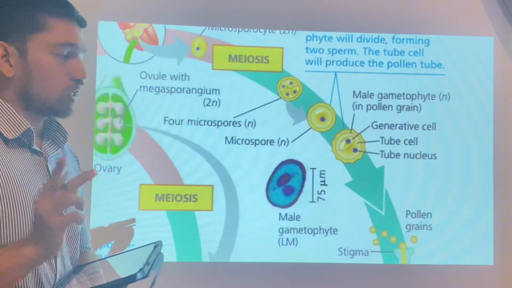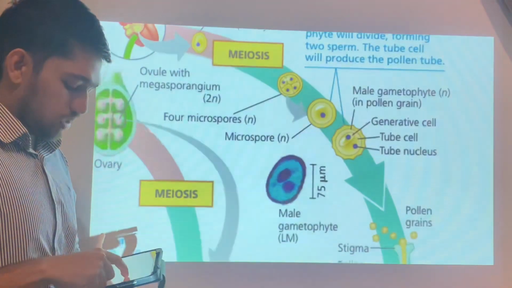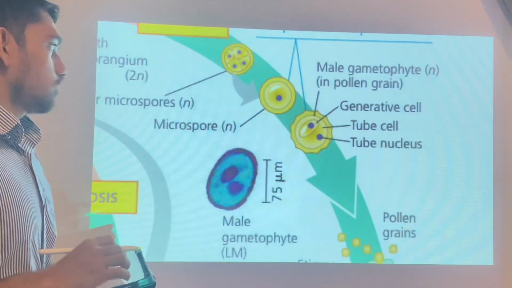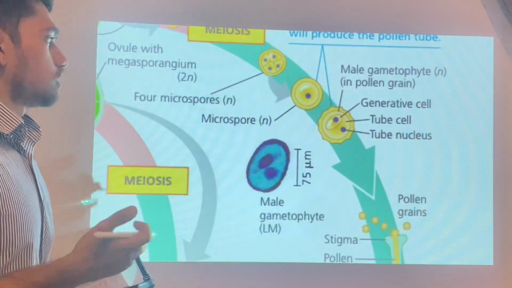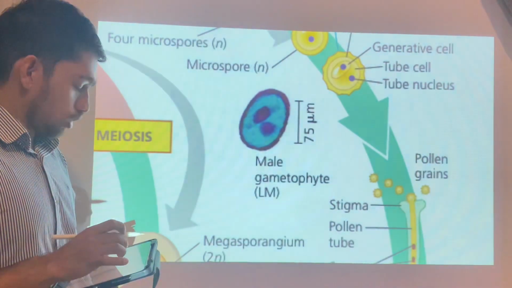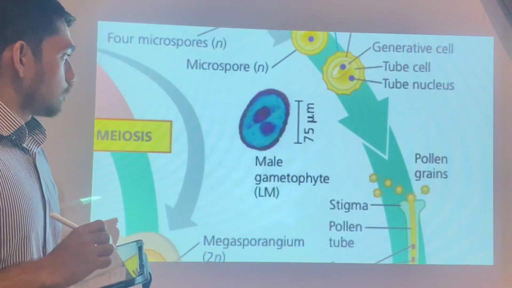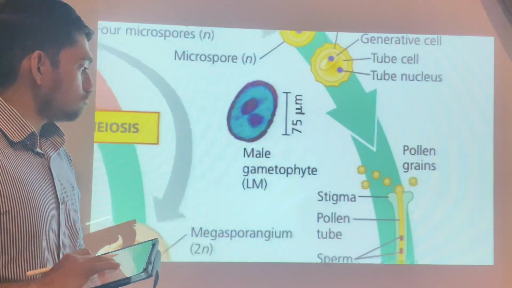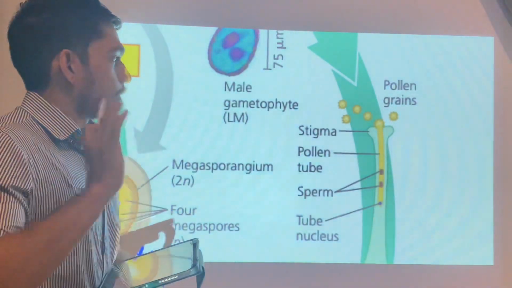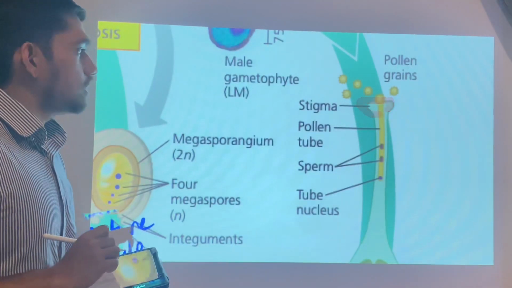Now, a unique feature again in your flowering plants: the male gametophyte has 2 cells, called a generative cell and a tube cell. Out of these, the generative cell is the more important one. We'll see how. This is a real image, 75 micrometers, of a male gametophyte. These pollen grains are the ones that get dispersed by wind. And as I mentioned earlier, the stigma can be sticky.